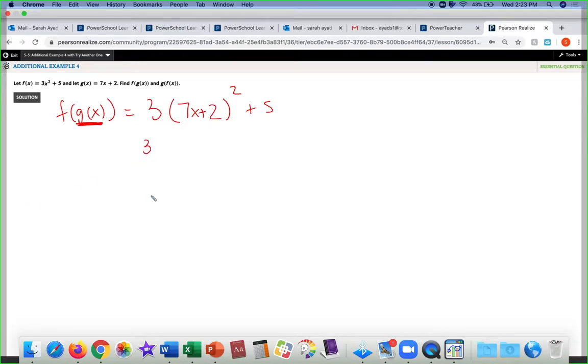I then am going to simplify this on the side. I'll do 7x plus 2 times 7x plus 2. And I'm going to FOIL: 49x squared plus 14x plus 14x plus 4. So that gives me 49x squared plus 28x plus 4.